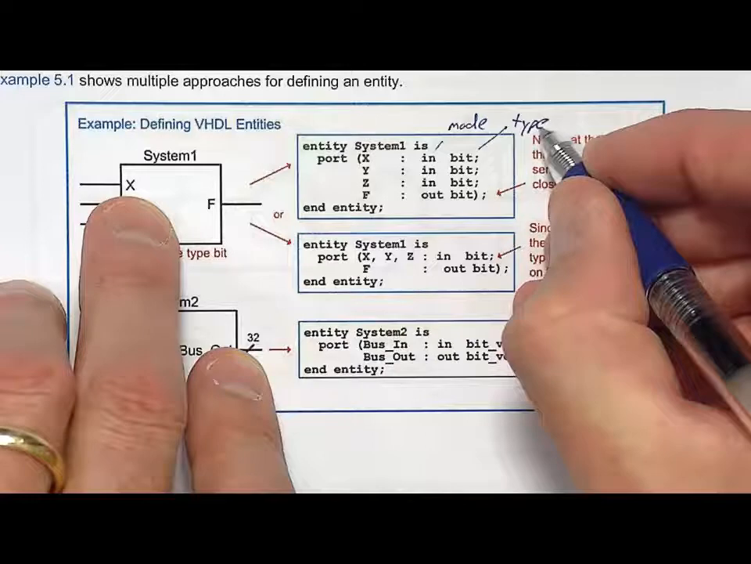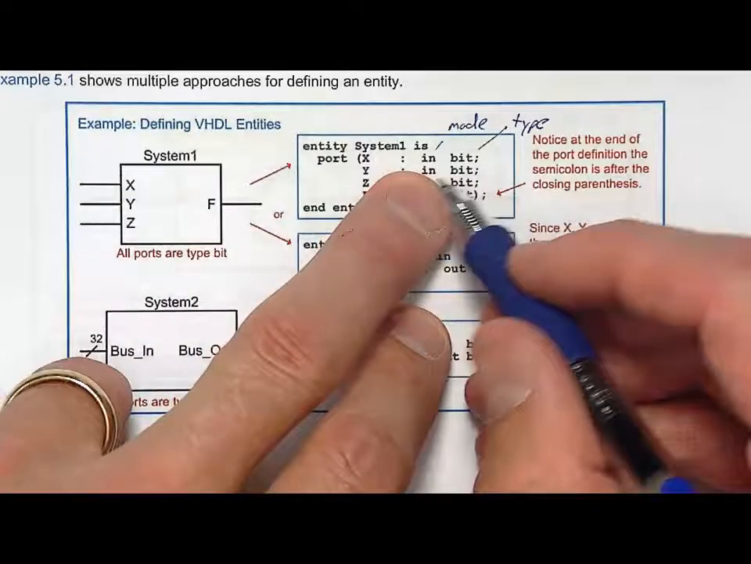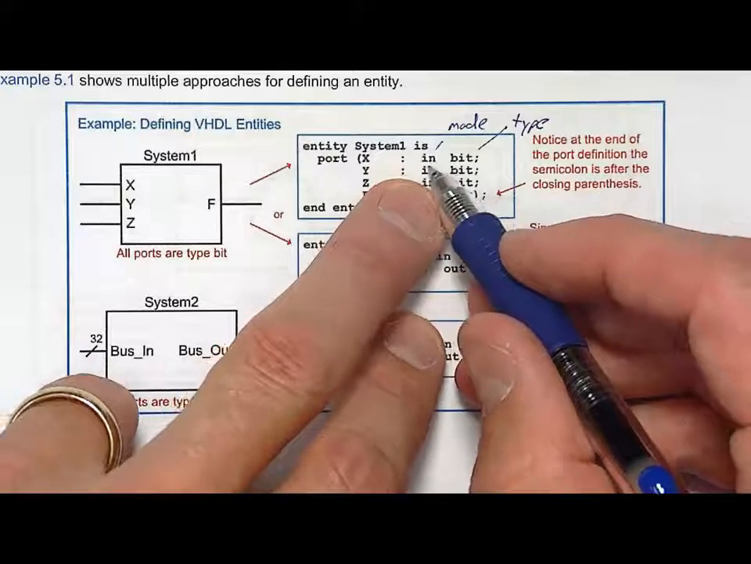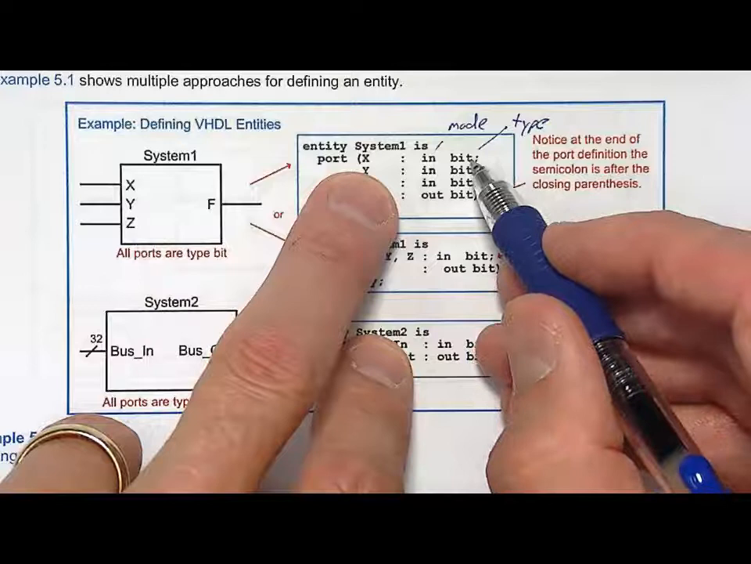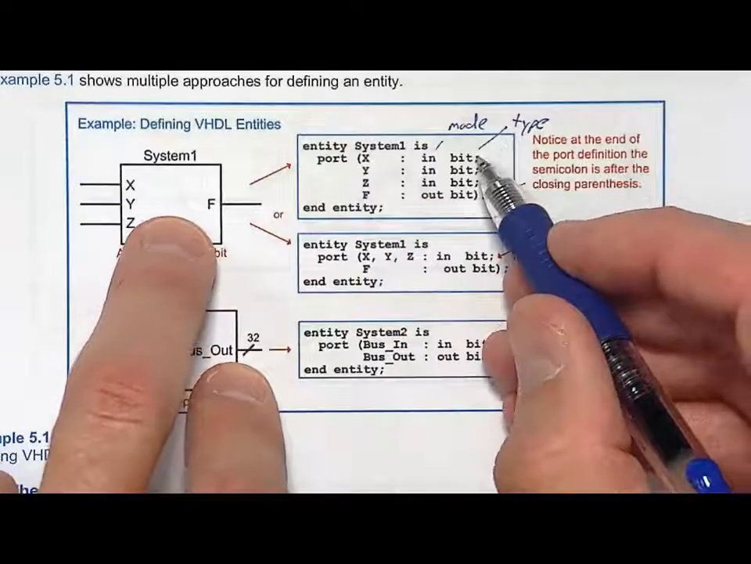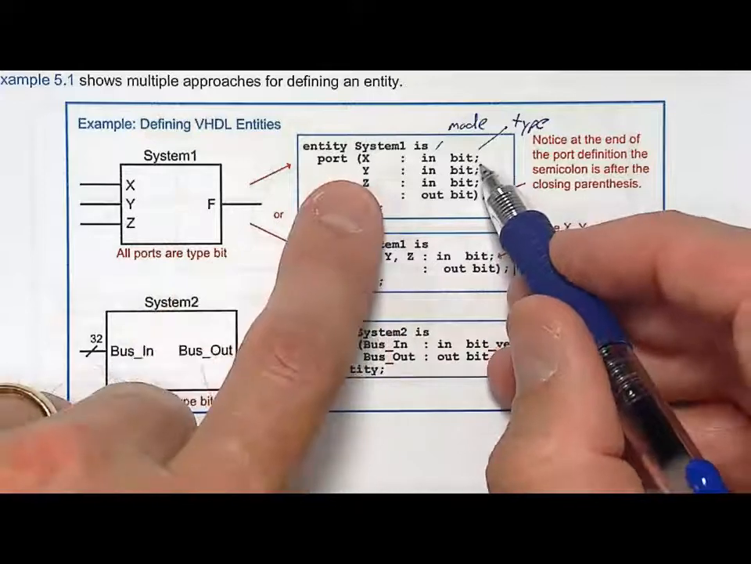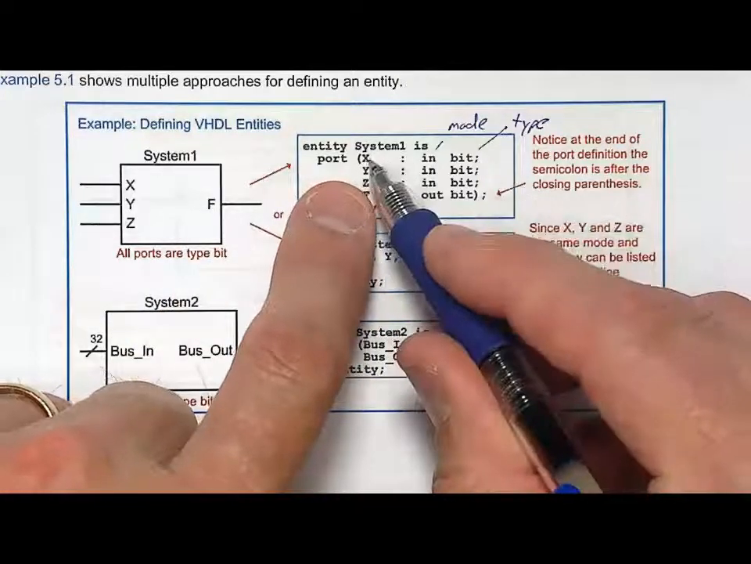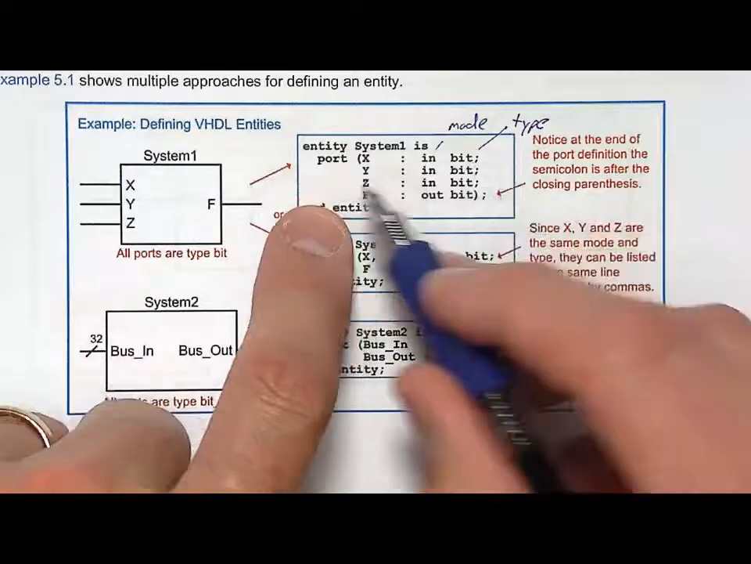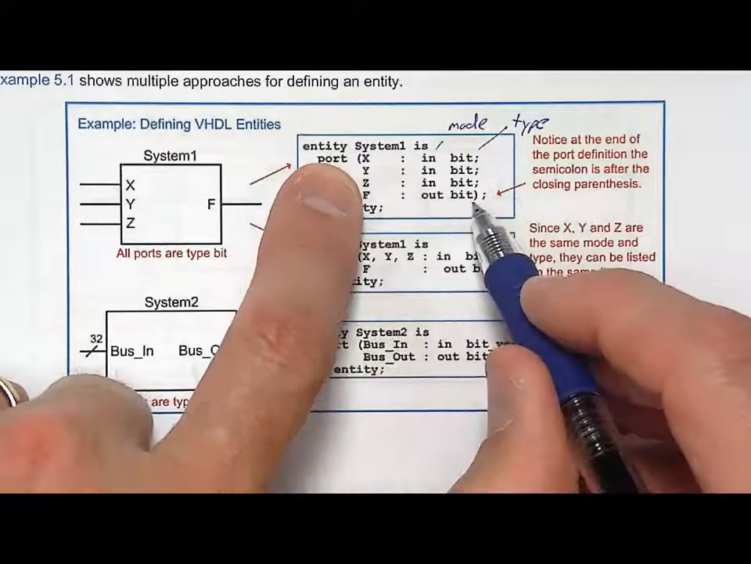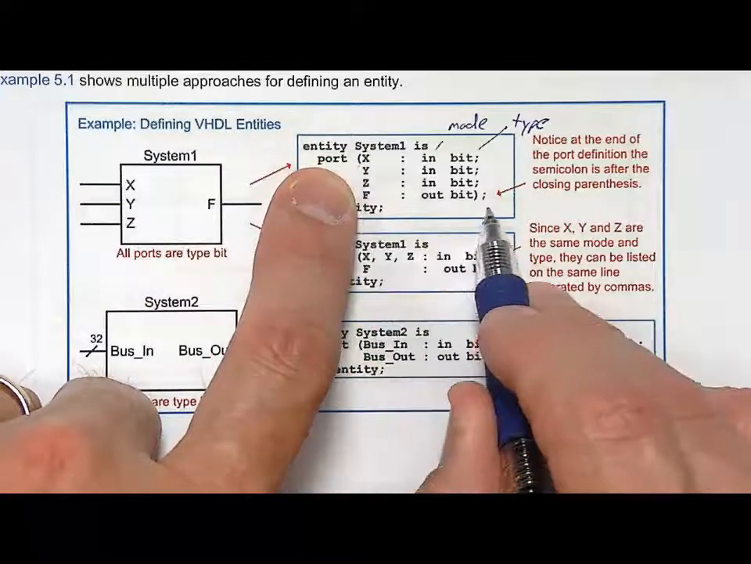So in this situation, the modes can take on in, out, and buffer, but we're just going to use in and out. So X is going to be an input, and it's of type bit. So let's just call it bit, since this should be a synthesizable system. So then we can do a semicolon, and the semicolon means that this declaration is basically done, and we're going to go to the next one. Notice that the ports are all listed within parentheses. So you have an open parenthesis right here, and you have a closing parenthesis down here.